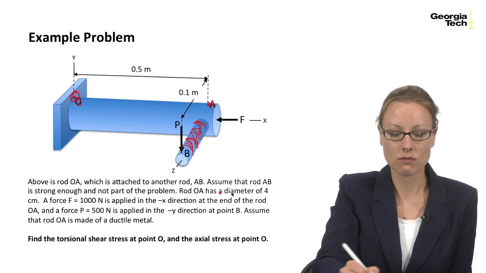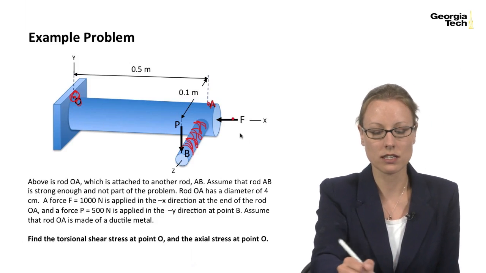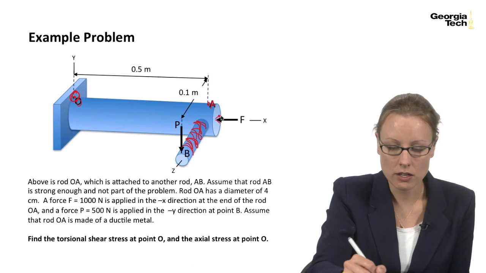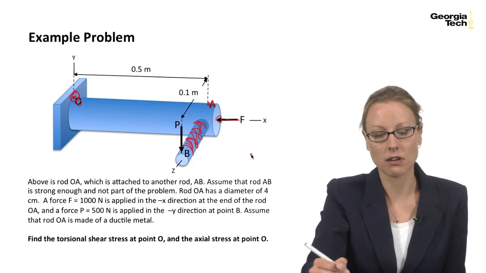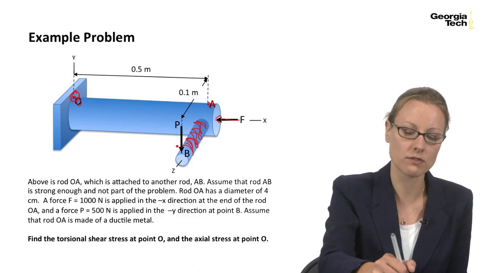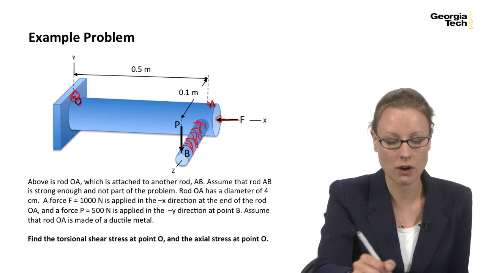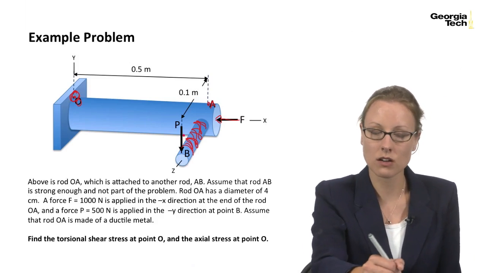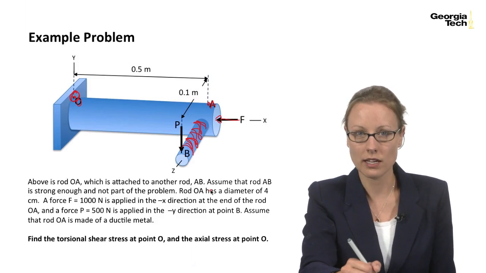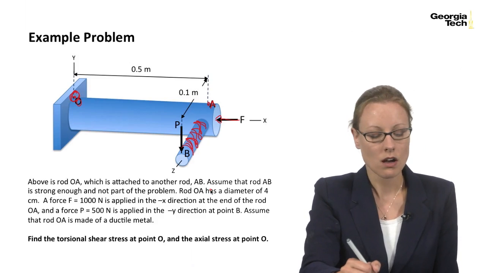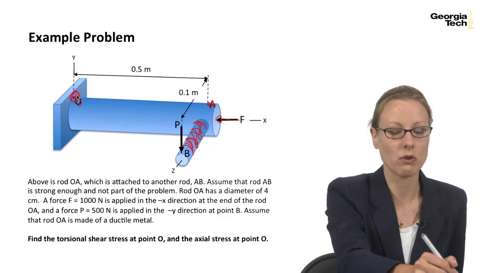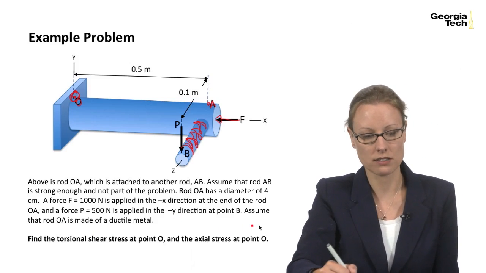Okay, so this rod OA has a constant diameter across it of 4 centimeters. It has a force F right here, which is 1,000 newtons, and it's applied in the negative x direction, so it's causing a compression in this rod. And then it has a force P applied to the end of rod AB here, and that's also causing some stresses to occur in this rod OA. And you can assume that rod OA is made of a ductile material. So what I want you guys to do is to find the torsional shear stress at point O and to find the axial stress at point O.